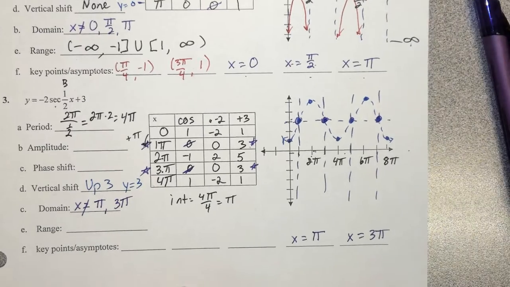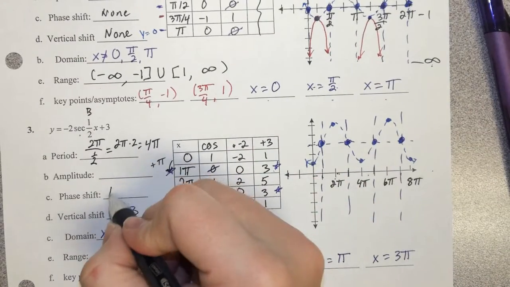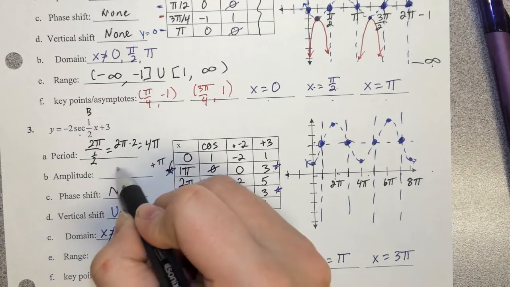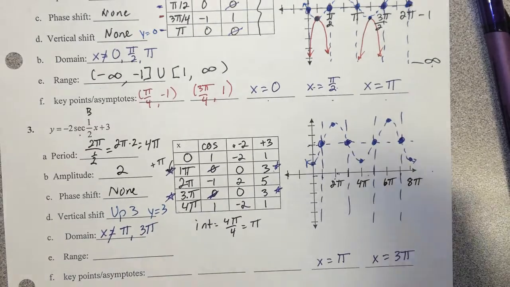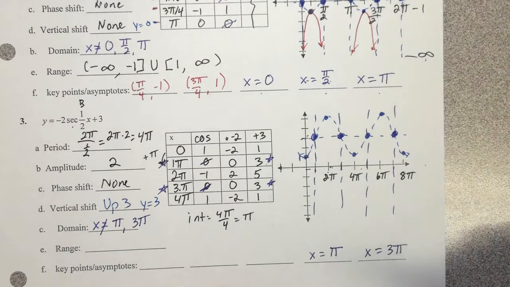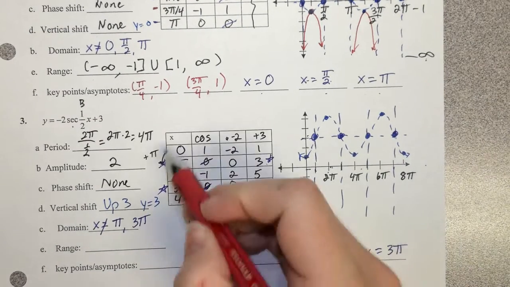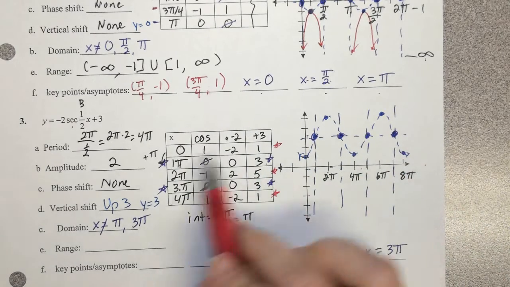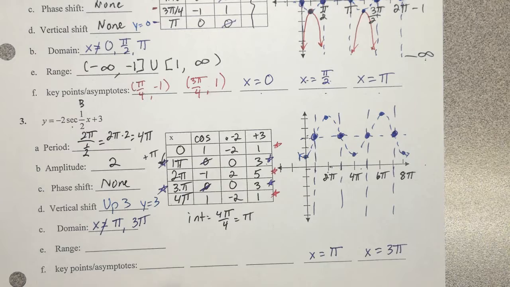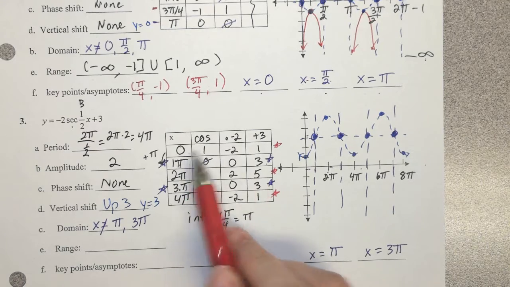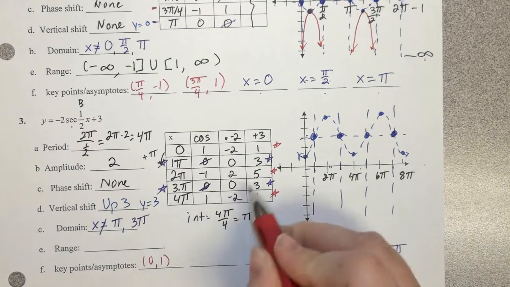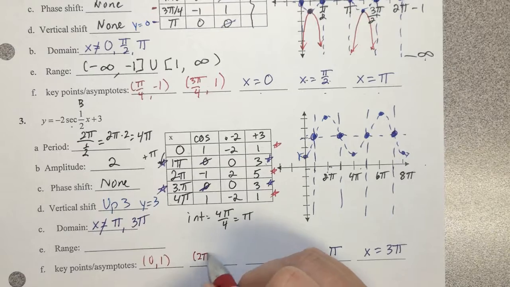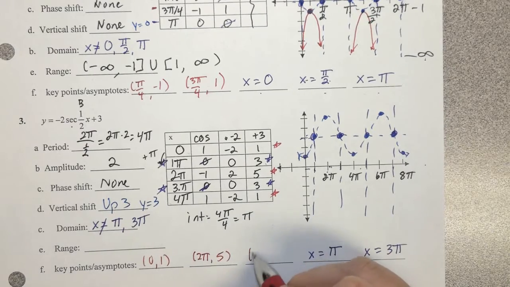Okay, let's go ahead and fill some of this stuff in. We have no phase shift. Amplitude is going to be 2 for our A value. And let's do our key points and get our graph in. Now the other values that we did not use, the other rows I should say that we did not use for our asymptotes, those become your key points. So 0, 1, 2 pi and 5, 4 pi and 1.